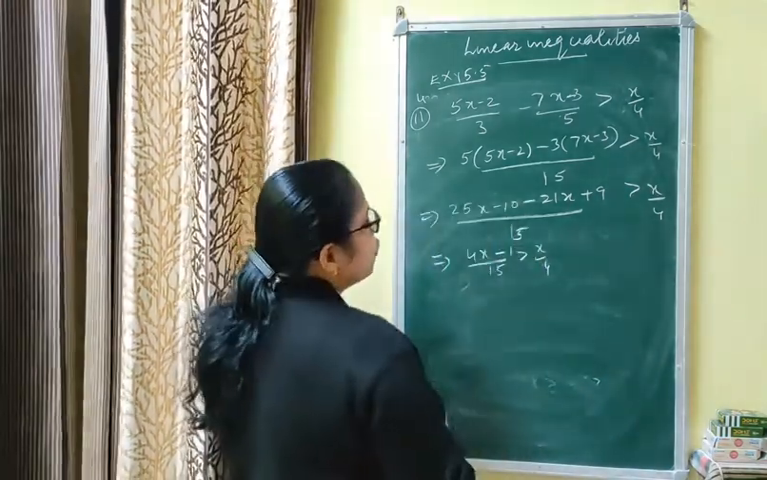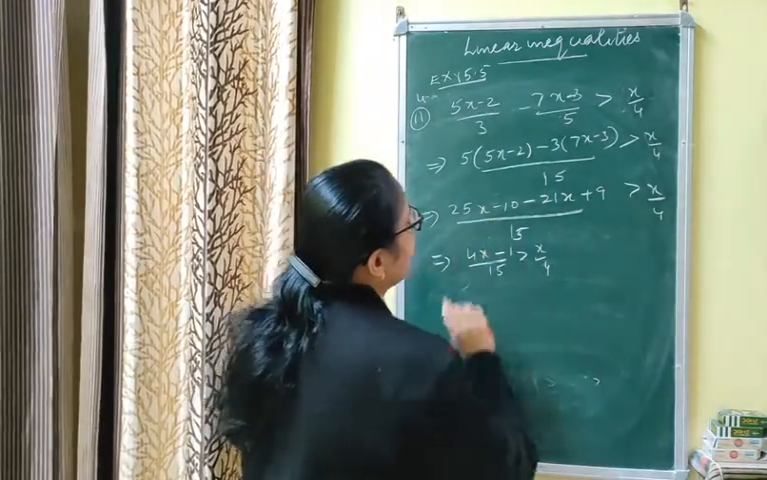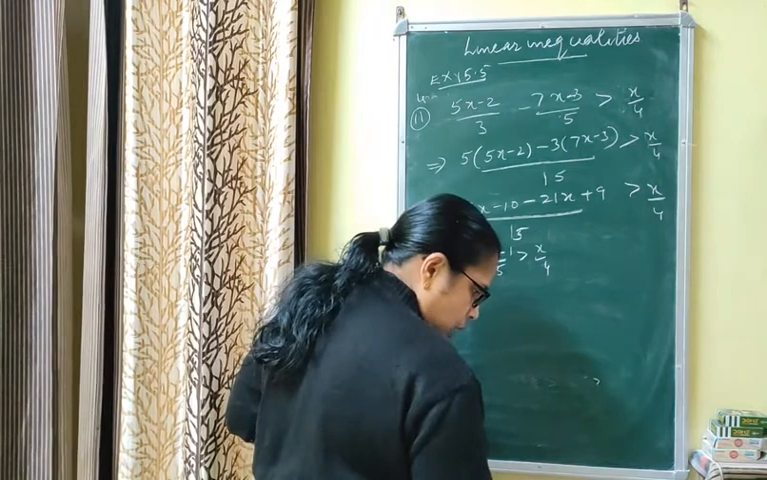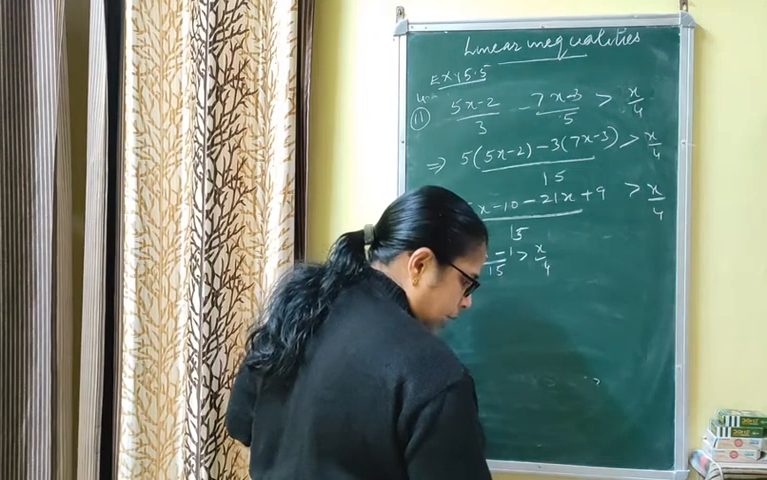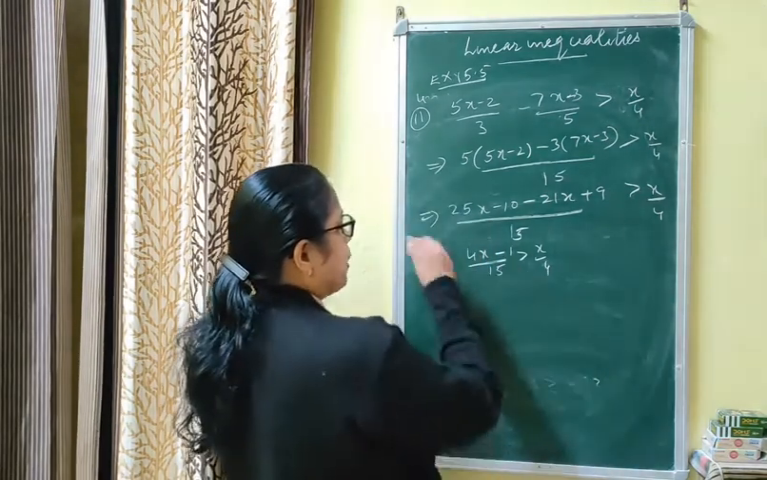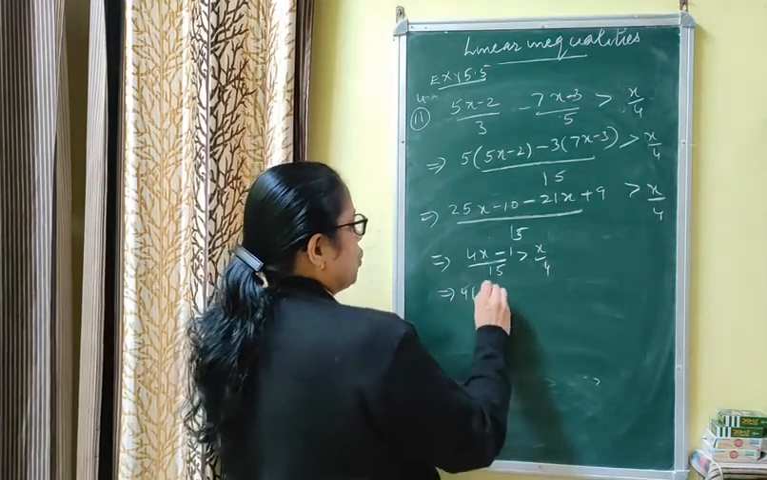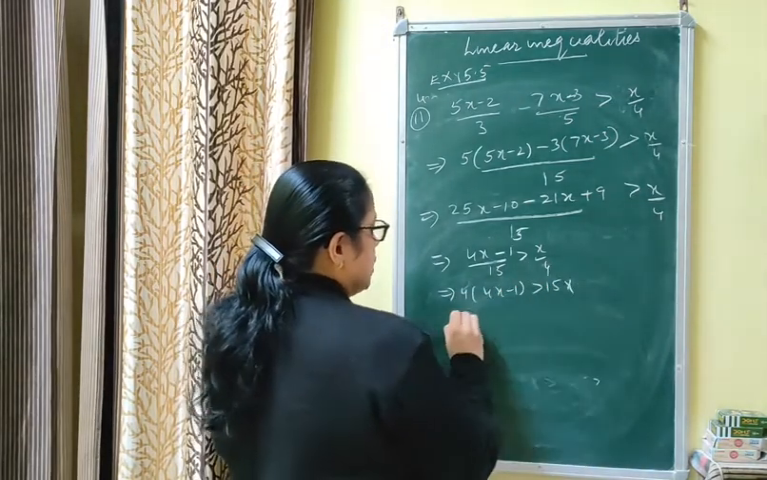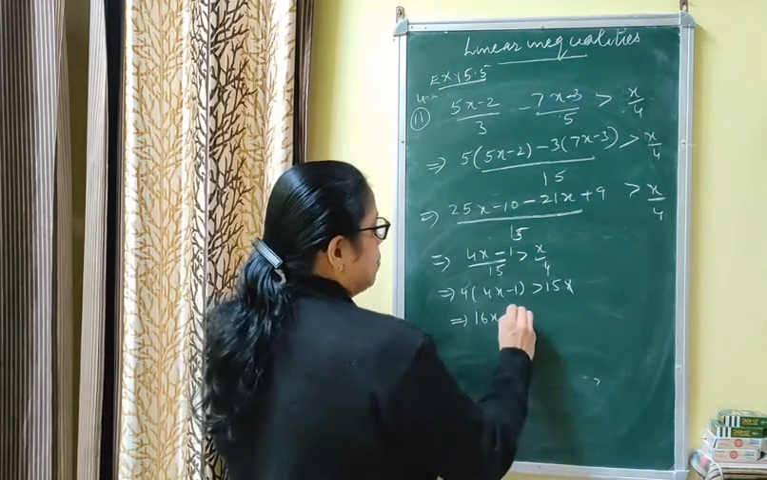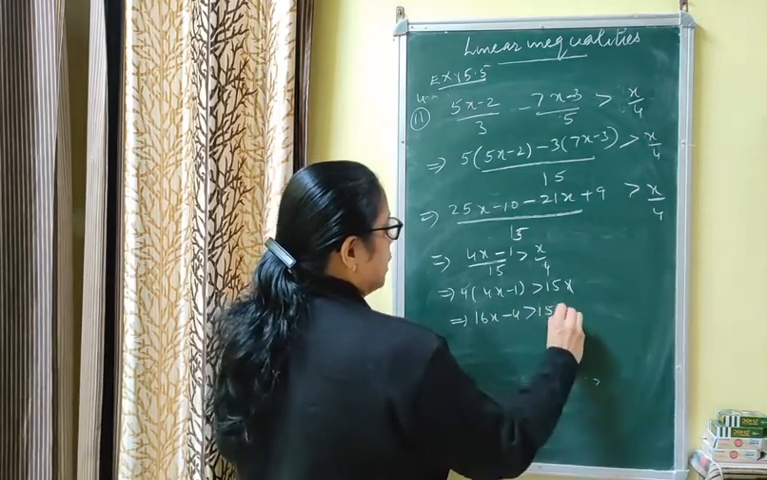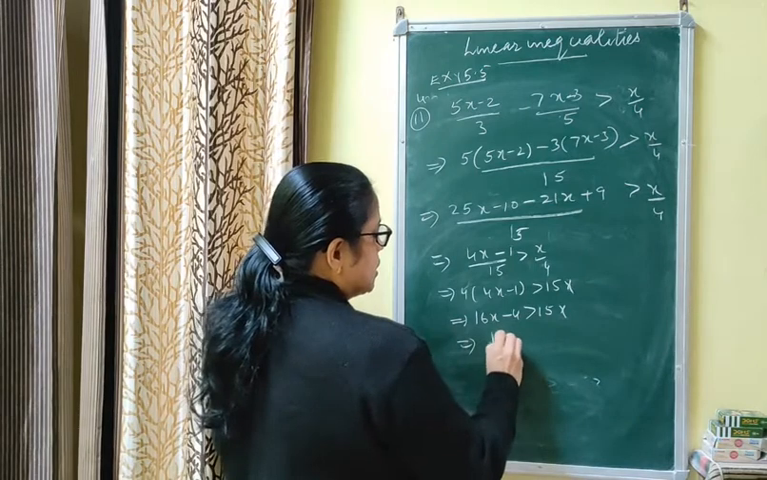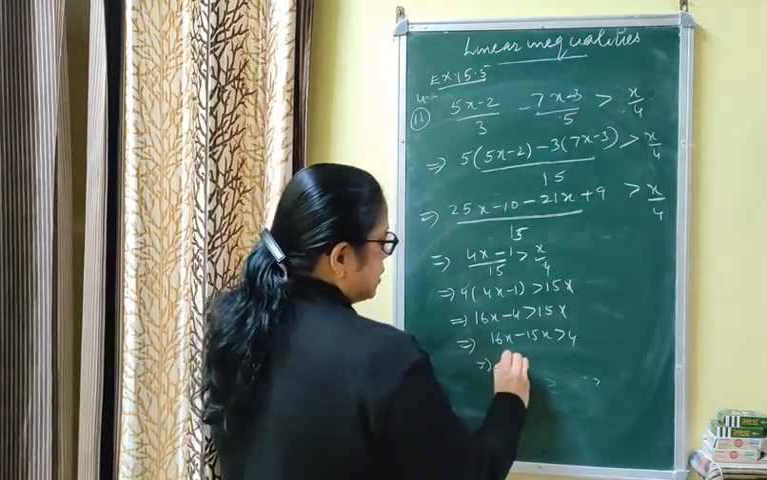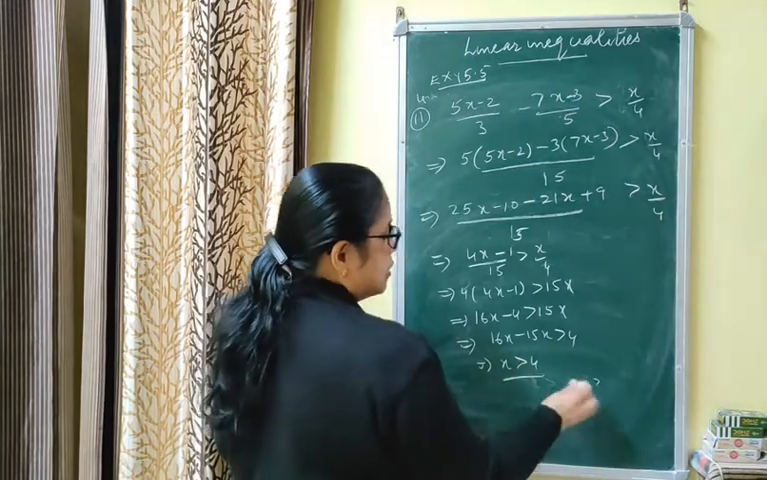Now, (4x minus 1)/15 greater than x/4. By cross multiplication, you will get 4 into (4x minus 1) greater than 15x. That implies 16x minus 4 greater than 15x. That implies 16x minus 15x greater than 4. That is x greater than 4. x 4 से ज़्यादा.